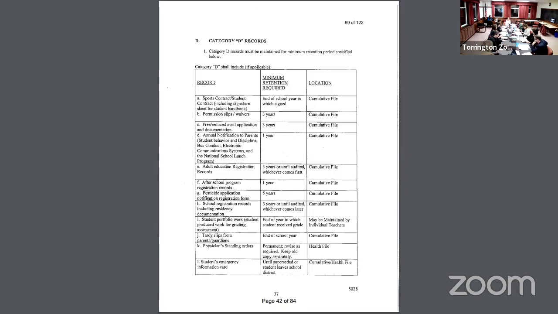Except for N, should not be in cumulative, right? Correct, that's in a pupil personnel file. Yeah. Because they may have been tested but not qualified. Right. Okay. Glenn has his hand.